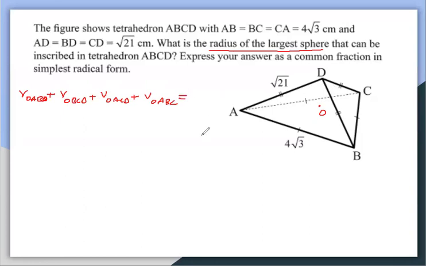So when you add those four pyramids, you will get the volume of the entire tetrahedron, which we can also find by finding the area of the base, which I can take as ABC, right? So that will be the volume of ABCD. Okay, so if I can do this two different ways, that should be good.